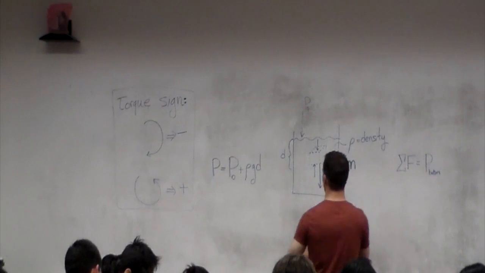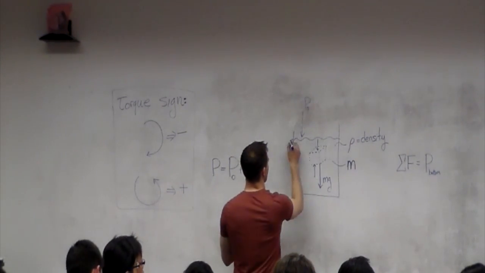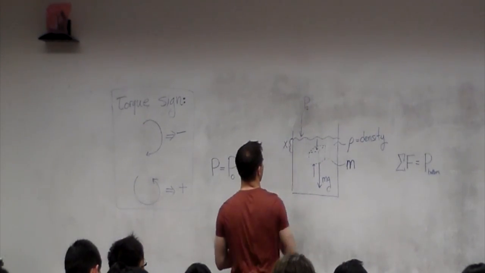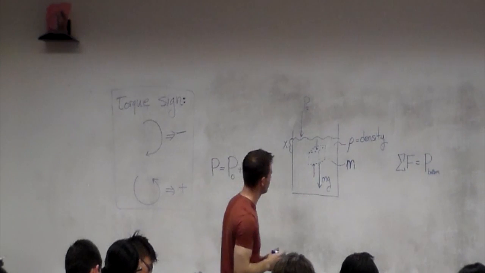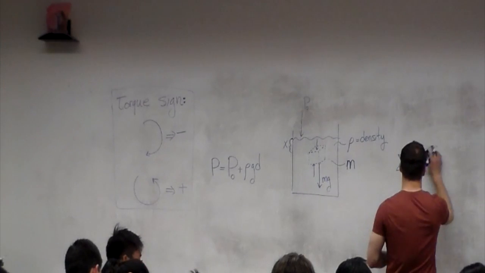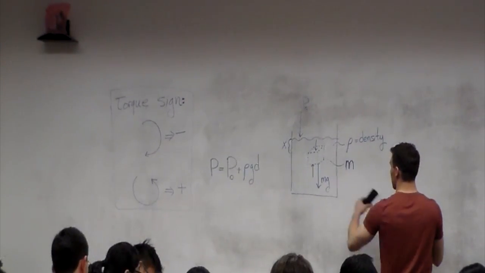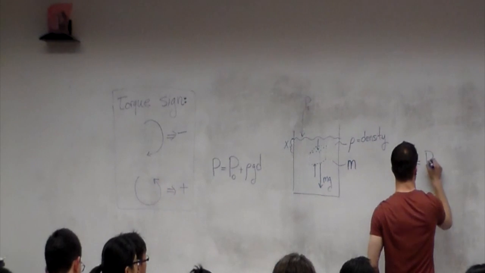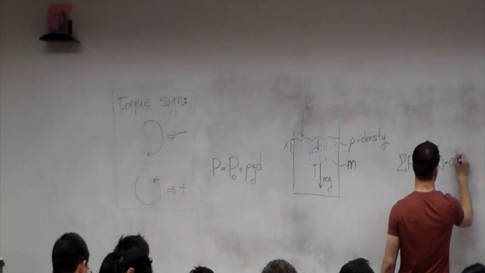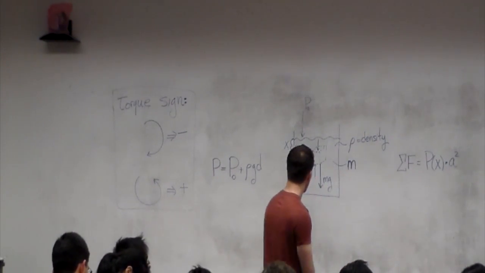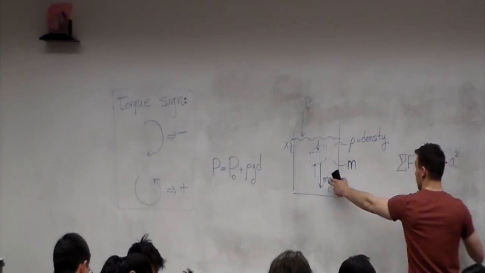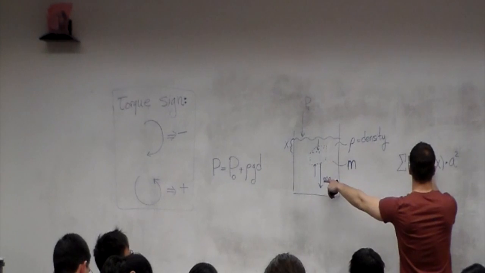So actually what I'm going to do is say, let's say the top of the cube is at a depth x. And so the force going down is the pressure up top, which is the pressure at that depth x, times the area of the top, which is a squared. So this is going down, so this is a minus sign.